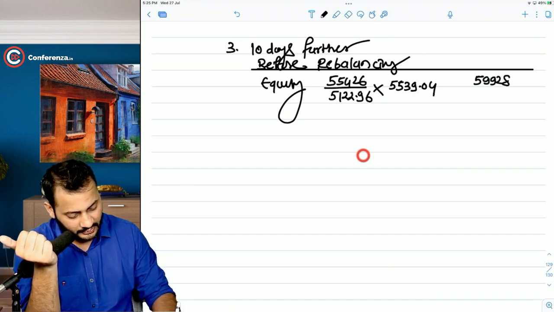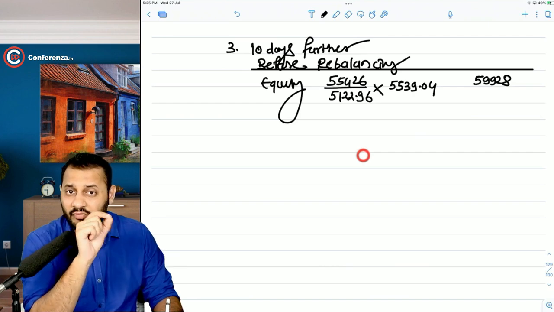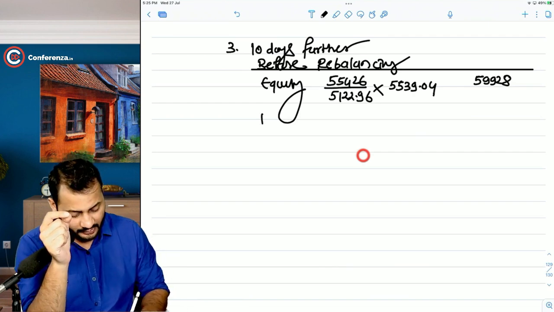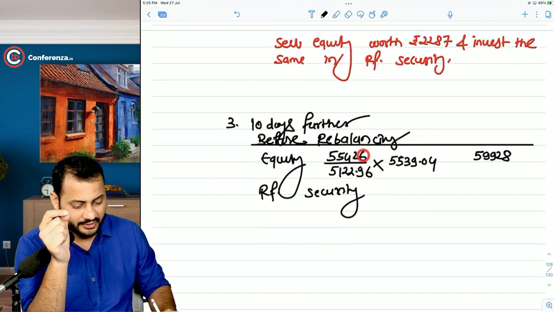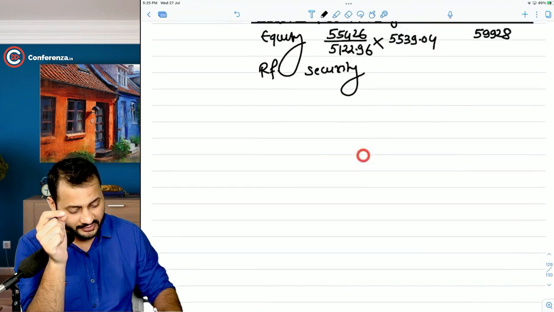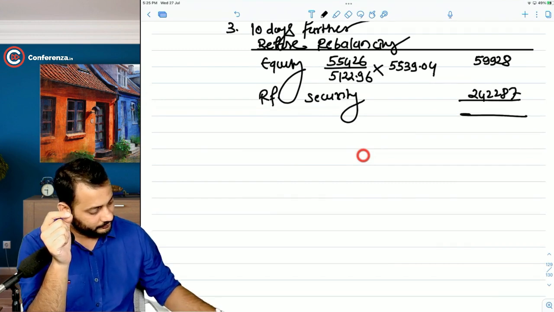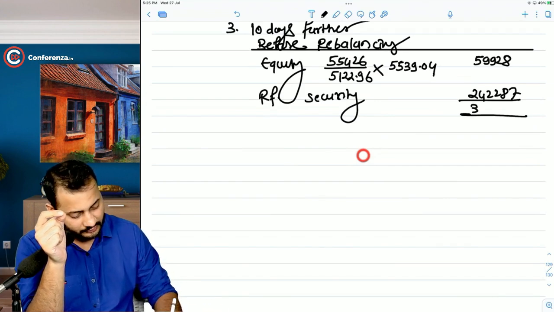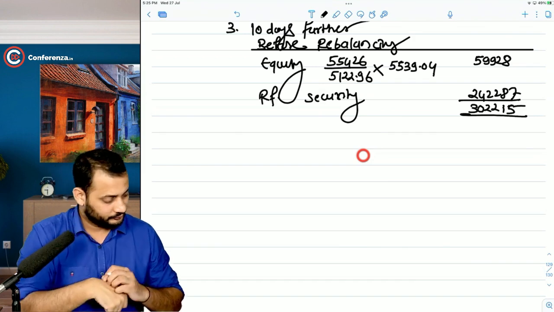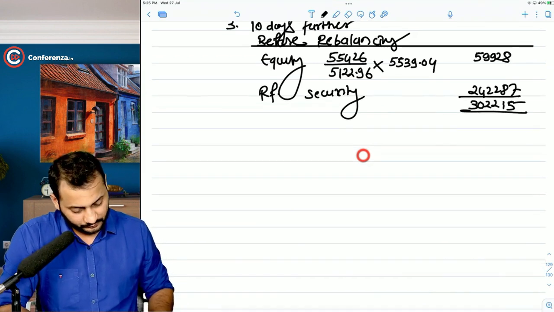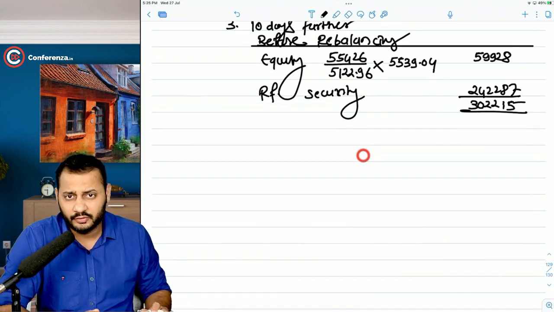$5,992,728. In fact, this is your current value of equity, and the risk-free security will be the same as you had left 10 days back. It is 242,287, and the total will be 302,215. Am I right? So this is your current portfolio value.